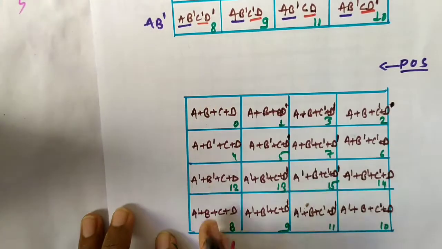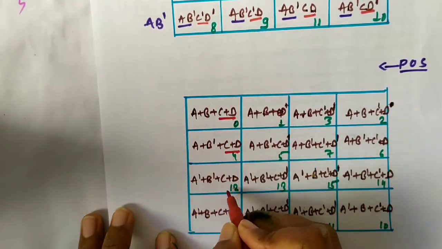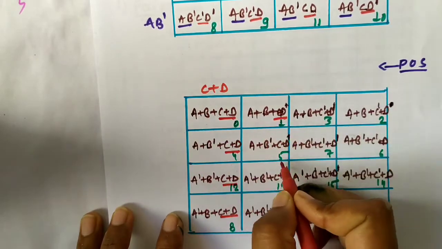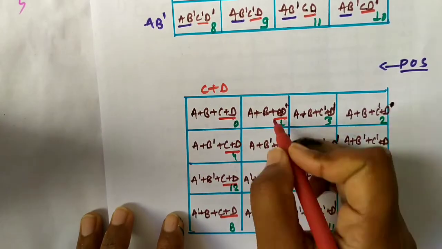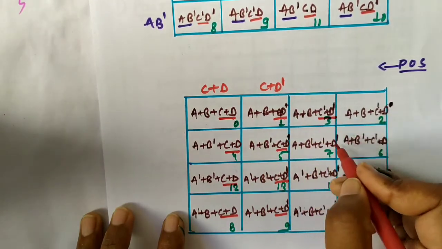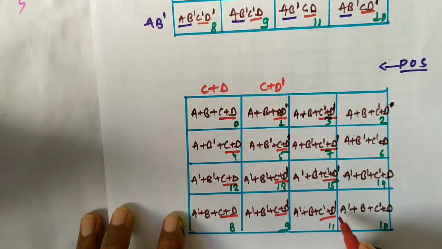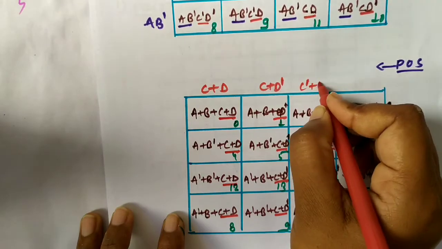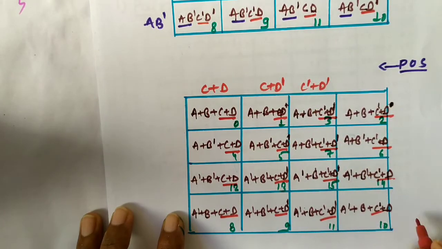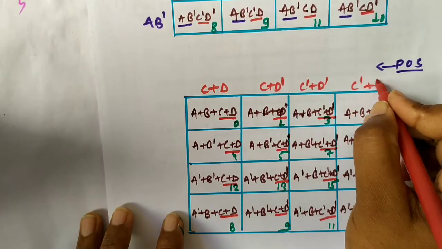Firstly, see this first column. In the first column the common value is C plus D. Second is C plus D dash. Then C dash plus D dash, repeated down the column. Then the next one is C dash plus D.